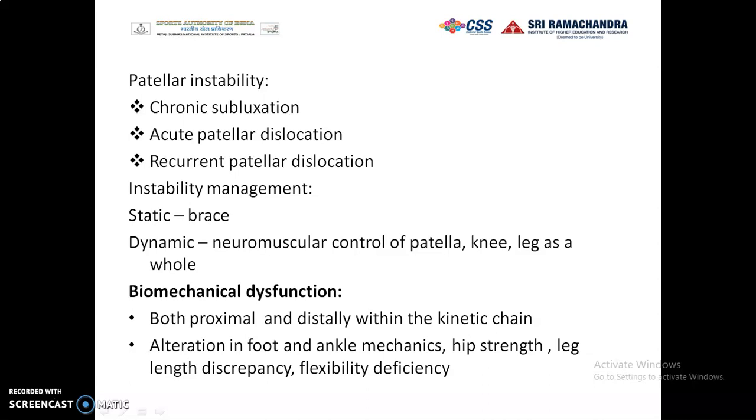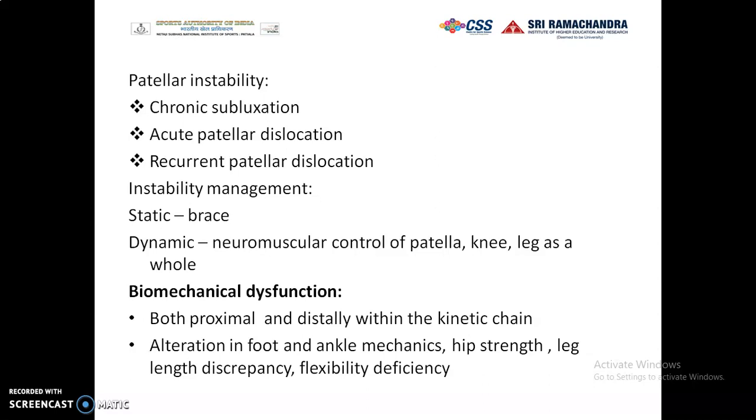And when you talk about patellar instability, it can be categorized into three: chronic, acute patellar dislocations, or recurrent patellar dislocations. If it is an instability, then we have to put the patient on a static brace, and once we progress from the static brace, we put them into dynamic activities called neuromuscular drills, neuromuscular control of the patella, and then you have to teach neuromuscular control exercises for the knee and leg as a whole. You have to treat as a whole, not as an individual part.